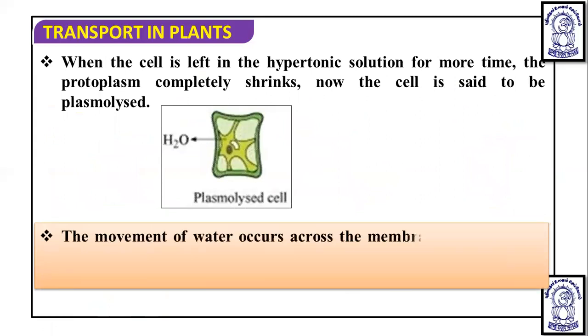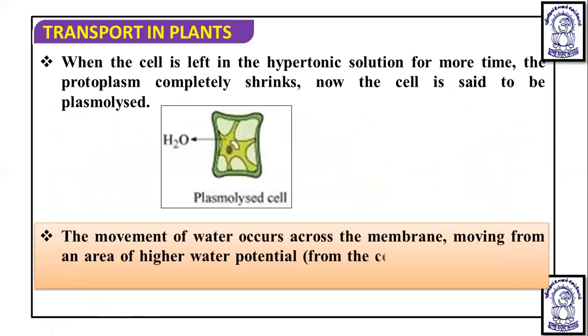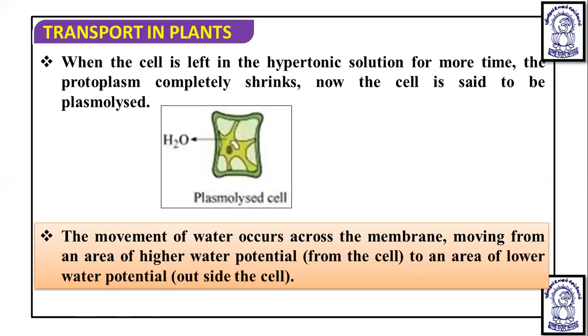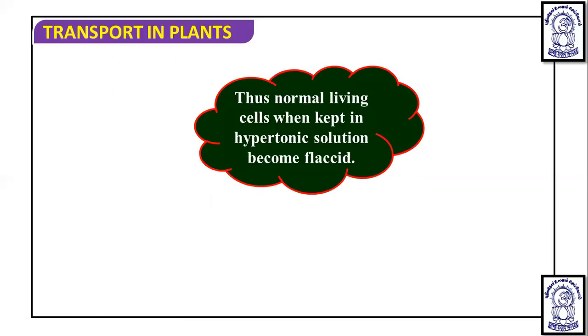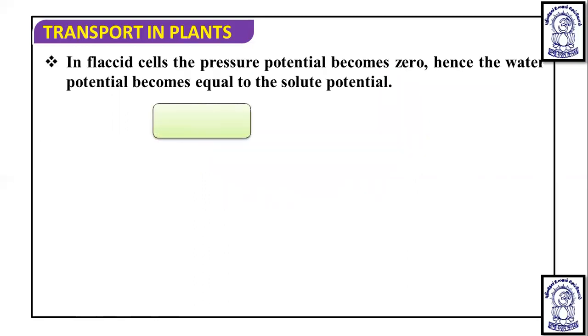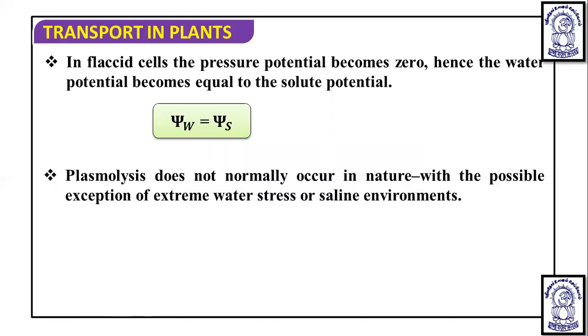So when the cell is left in the hypertonic solution for more time, the protoplasm completely shrinks. Now the cell is said to be plasmolyzed, and water moves across the membrane from an area of higher water potential, the cell, to an area of lower water potential, the outside of the cell. Thus, a normal living cell when kept in hypotonic solution becomes flaccid because it allows the entry of water as well as the outward movement of water. In a flaccid cell, the pressure potential becomes zero. Hence, the water potential becomes equal to the solute potential, and that we will discuss.